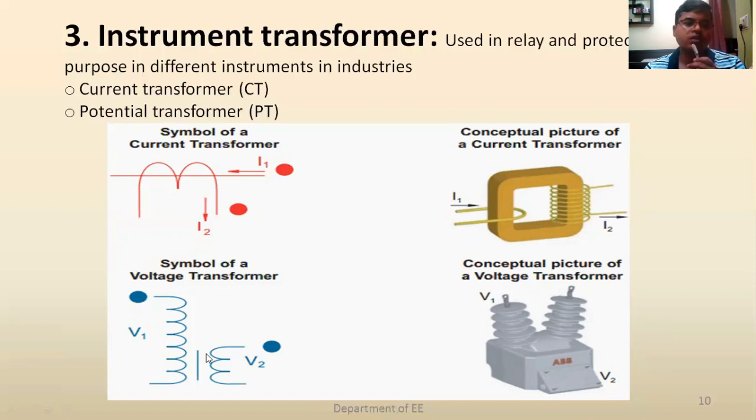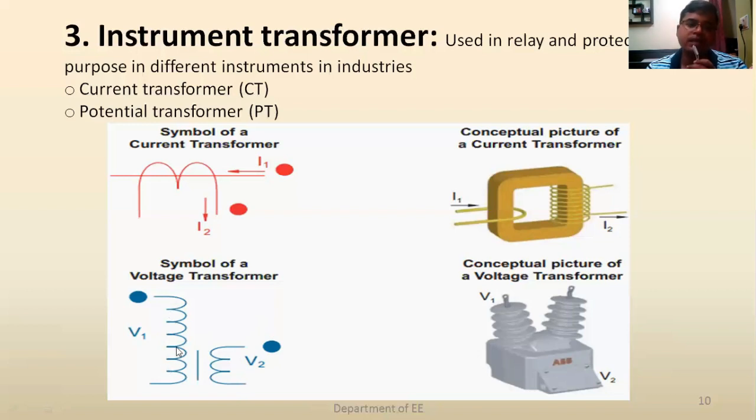Okay, now this is potential transformer, PT, or voltage transformer. Here also the same thing happens, but here we actually step down the voltage level. Suppose we need to measure a 33 kV line voltage. Okay, so we cannot directly measure that 33 kV line with the help of a voltmeter. So we need to step down the voltage level from high voltage to low voltage so that we can measure. Okay, so this transformer is used.